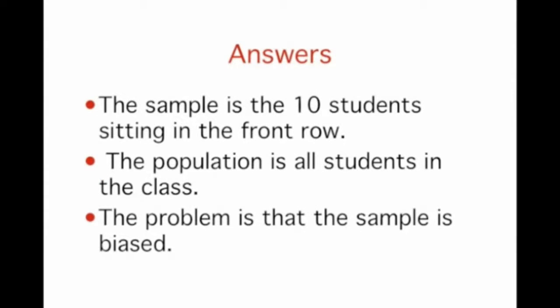The sample is the 10 students sitting in the front row. The population is all students in the class. The problem with choosing this sample is that it is biased. Those who sit in the front row of classes tend to be more interested in the class and tend to perform higher in the class than the students who sit in other places in the classroom. Thus, the sample may be performing much better than the population.